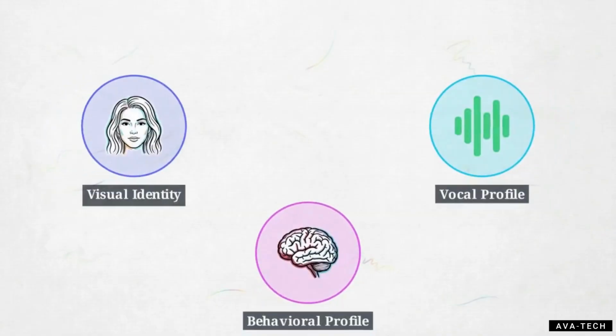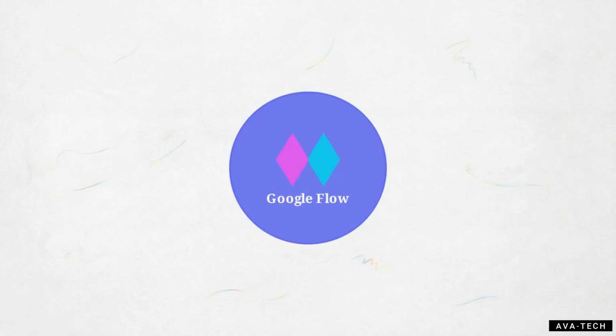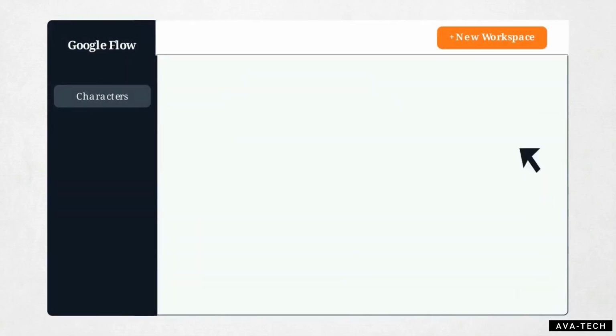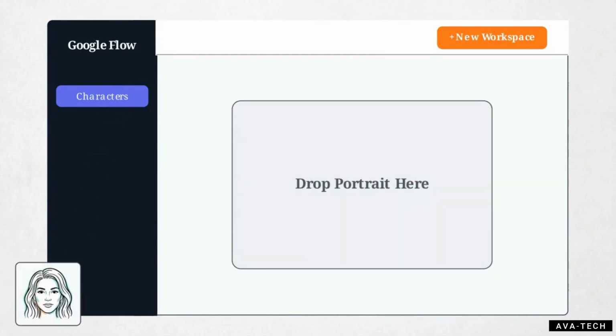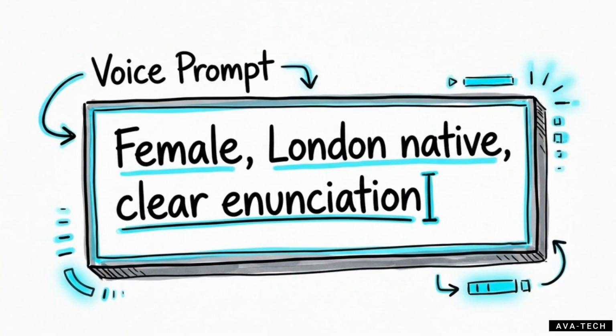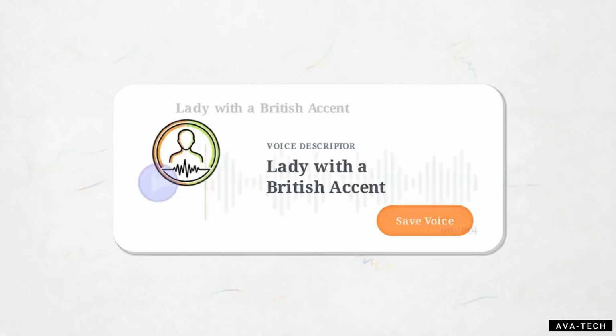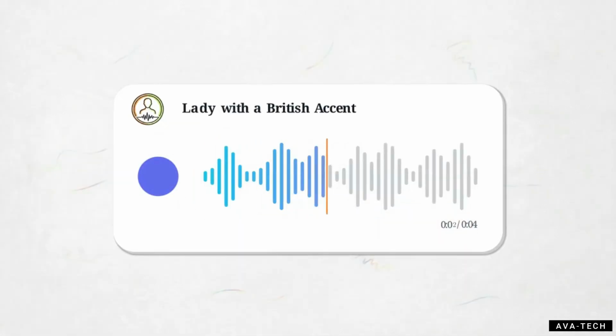We use Google Flow as the core engine to merge our static image with a consistent behavioral and vocal profile. Inside Google Flow, start a fresh workspace, navigate to the character section, and import the portrait you just downloaded from ChatGPT. Next, you add a voice. You can engineer a custom vocal identity entirely through text simply by describing how you want her to sound, like requesting a lady with a crisp British accent. Hit save, and the software immediately provides an audio preview, so you can verify the accent and pacing.